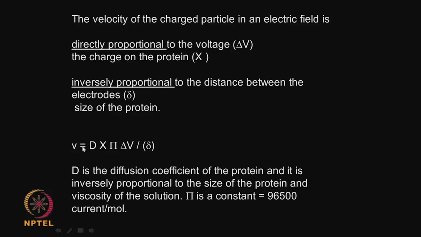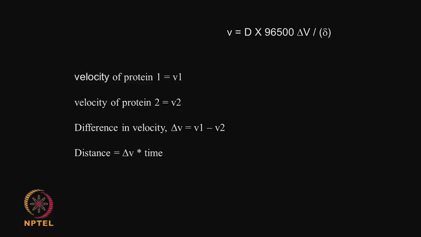As you can see, the velocity is directly proportional to the diffusion coefficient, the charge and the voltage you are applying, but it is inversely proportional to the distance between the electrodes. And the diffusion coefficient is a function of the size of the protein, the viscosity of the medium and so on. So, if I have two proteins with different charges, they will move at different velocities. After a certain time they will attain different distances from the starting point, and that is the principle by which they are separated.